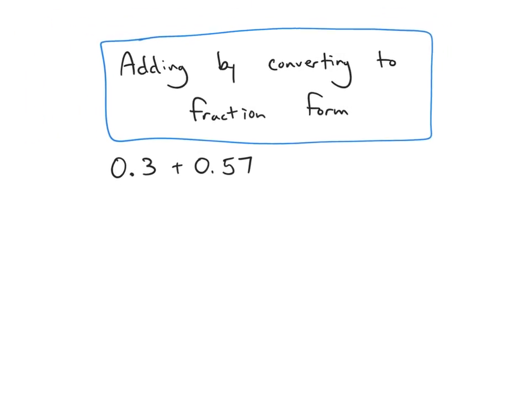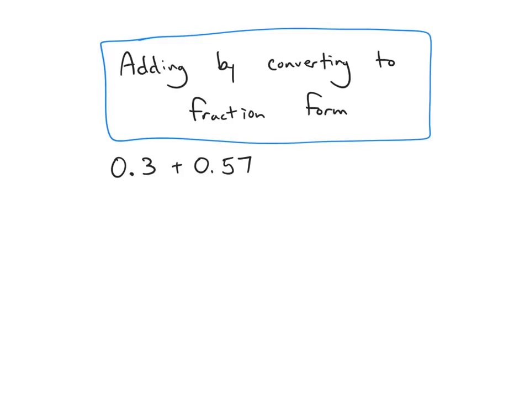So this first strategy, I'm going to be showing a few examples of adding different decimals by converting each of the decimals to fraction form. So I'm going to start out with a pair of decimals here that's less than 1 whole and then move on to some mixed numbers. So the first problem here, we have 3/10, and we're going to be adding that to 57/100.